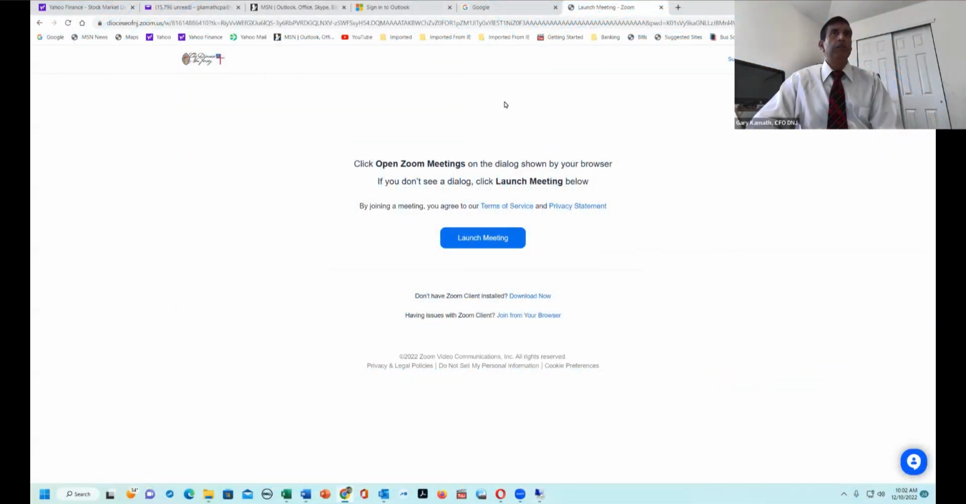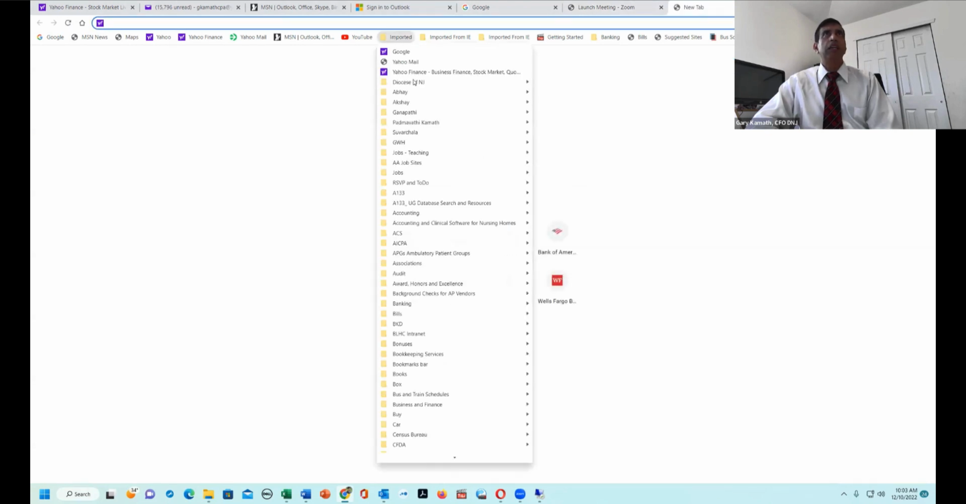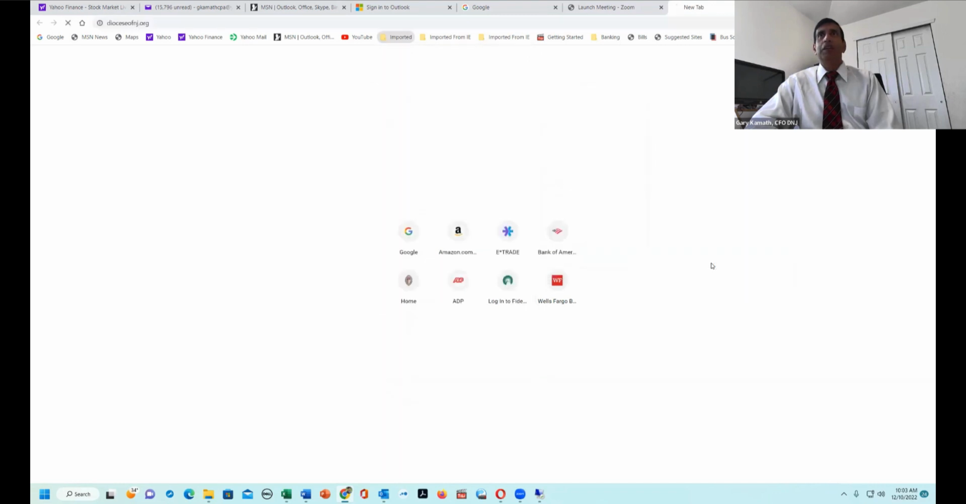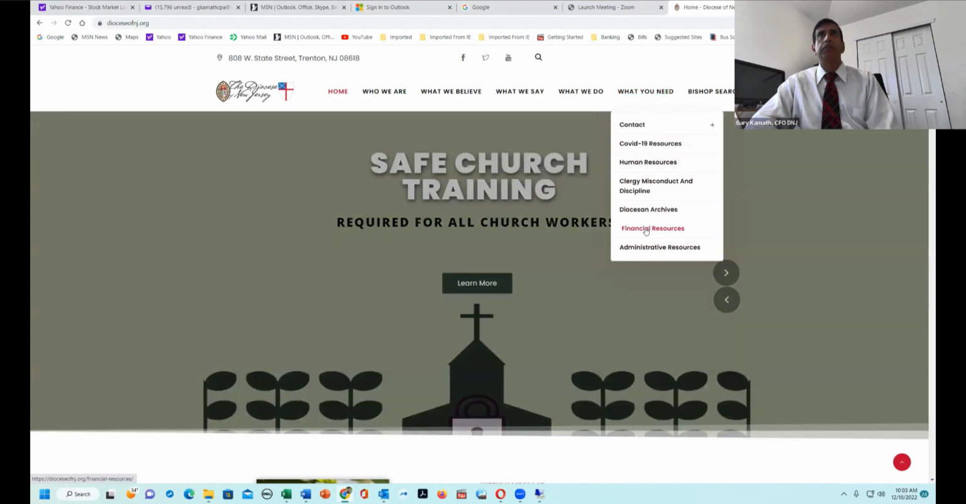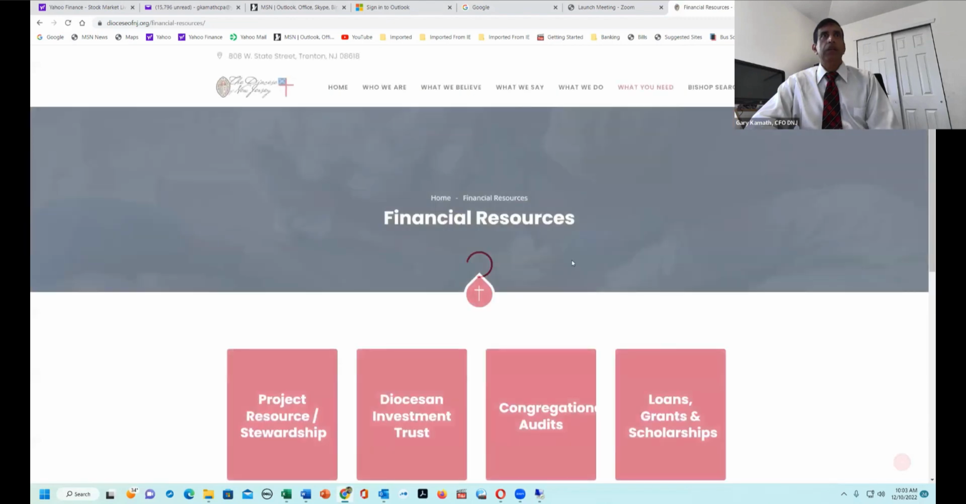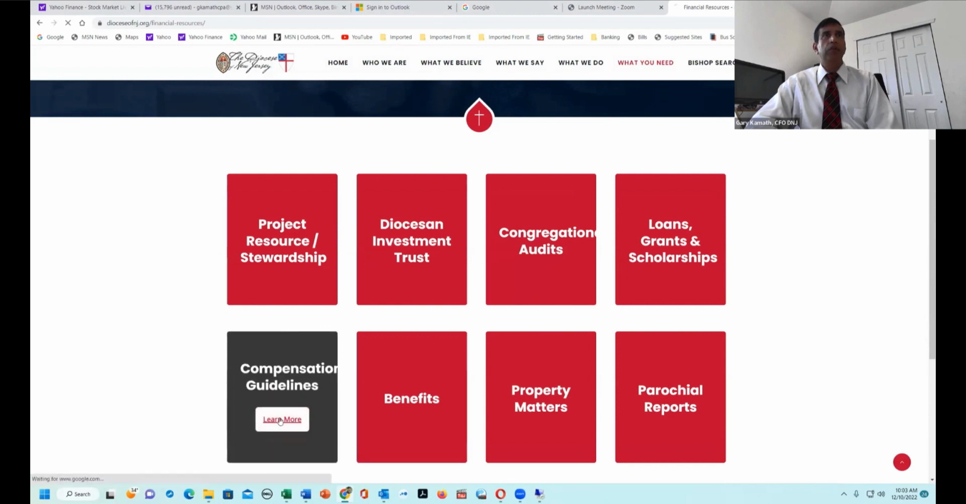How to get the worksheet first. If you go on to our website, most of you have probably already done that, and you may have our website on your favorites. If you go to our website, you'll see a few things on the top. Go to the "What You Need" and the financial resources section, and within that you'll see many items. One of the items is the compensation guidelines, learn more.